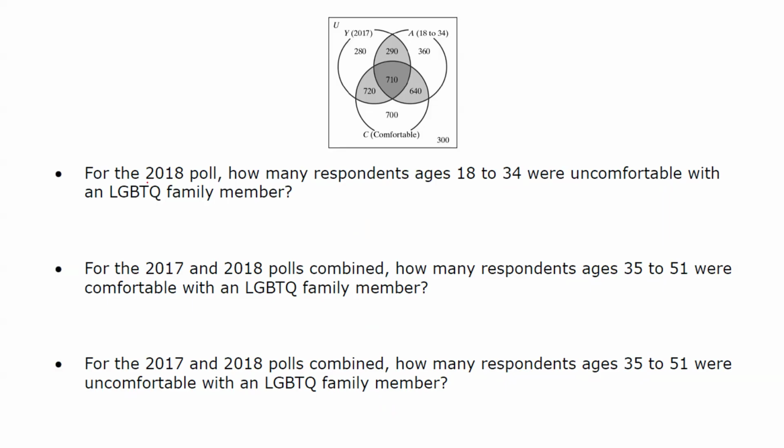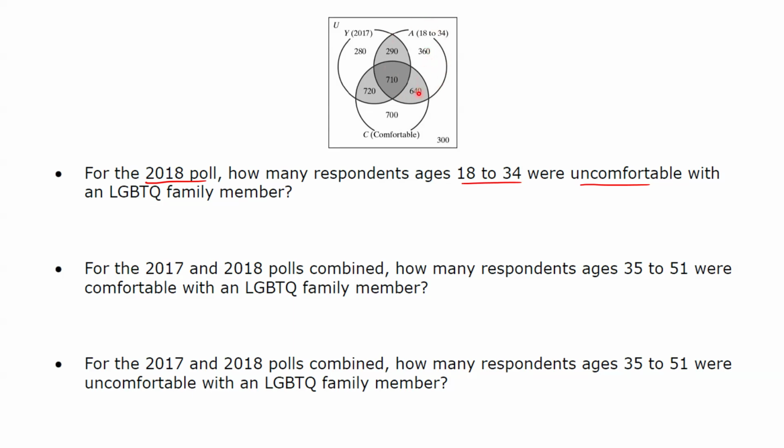Next, for the 2018 poll, how many respondents ages 18 to 34 were uncomfortable? Okay. So in 2018, that's going to be outside of the 2017 bracket. So that's going to be these four values. How many respondents 18 to 34? So now we're inside the 18 to 34.